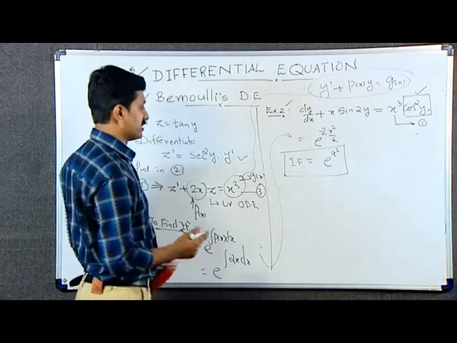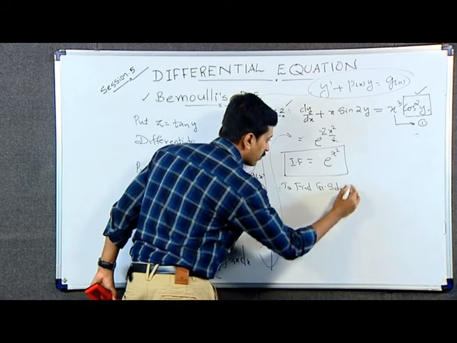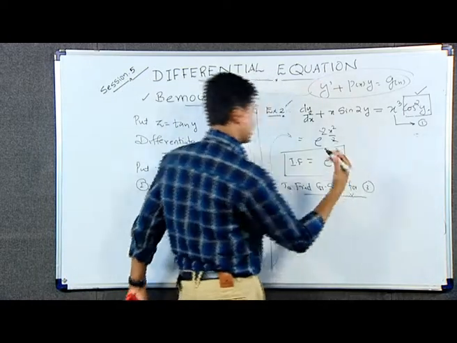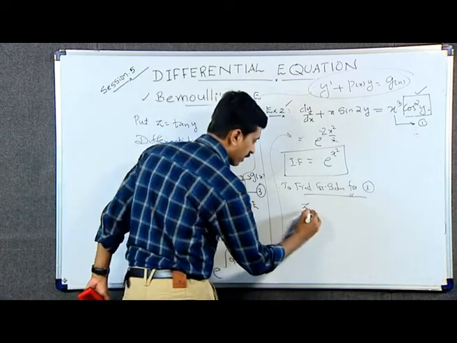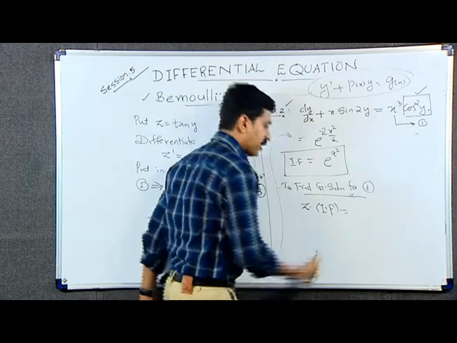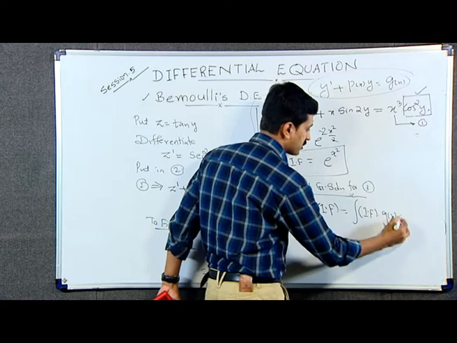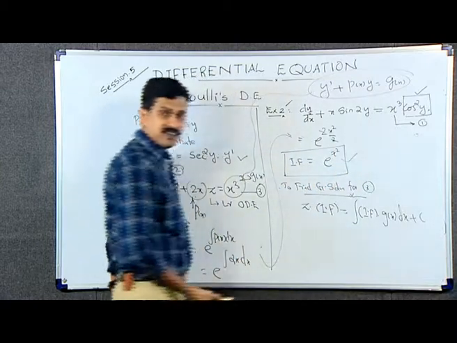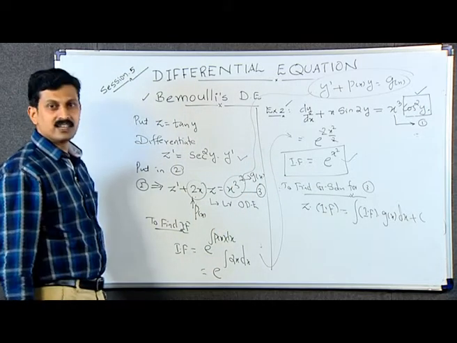We have the general formula to find the general solution for equation 3, which is the linear differential equation. For equation 3, instead of y we have z, so z into integrating factor is equal to integral of integrating factor into g of x dx plus c. We found the integrating factor, and we also have g of x. This is g of x: x cube is the g of x.